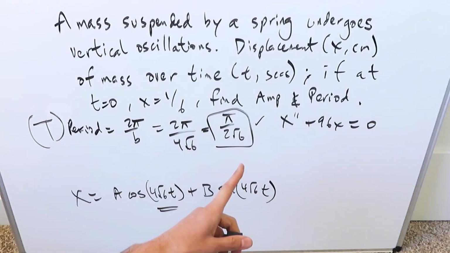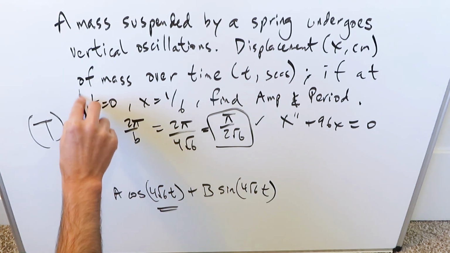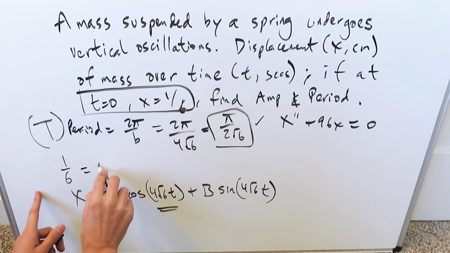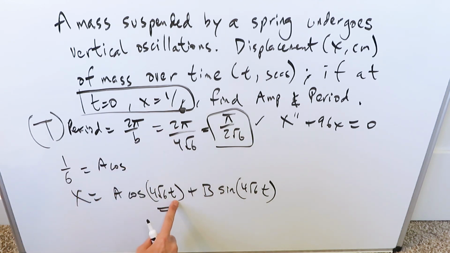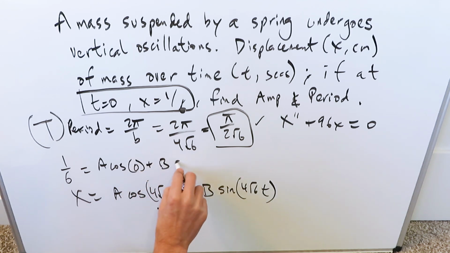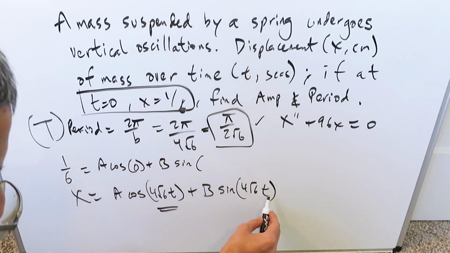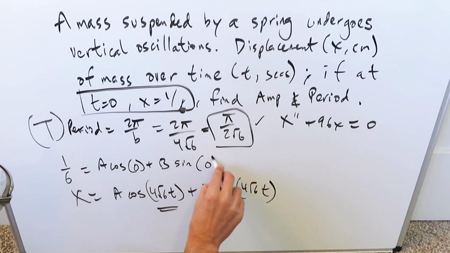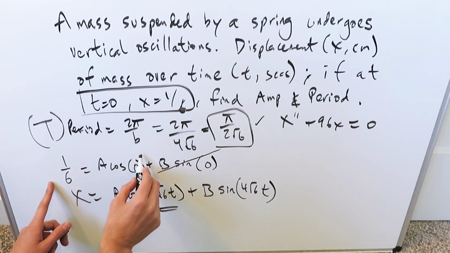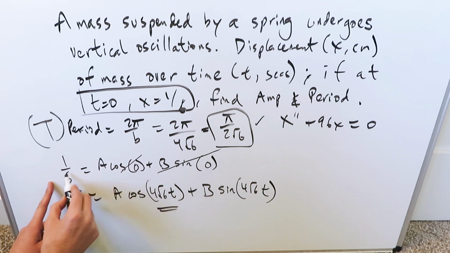To determine our amplitude, we're looking at that information right over here. At time t equals 0, we have a displacement of 1 over 6, and you plug them in right over here. I'm doing a cosine of 4 root 6 times 0, plus b sine of 4 root 6 times 0. Sine of 0 is 0, and it goes away. When I solve this out, cosine of 0 is equal to 1, so I know a is equal to 1 over 6.